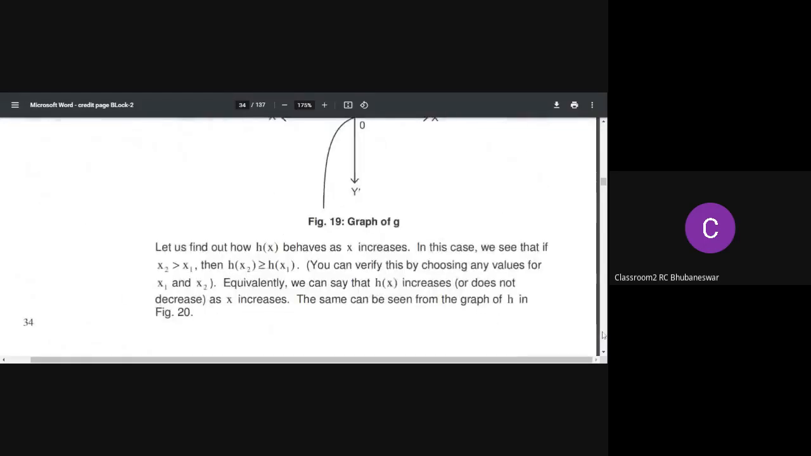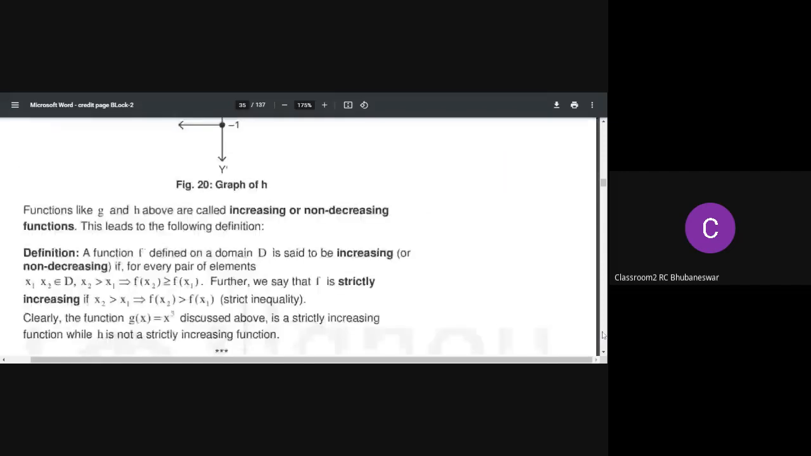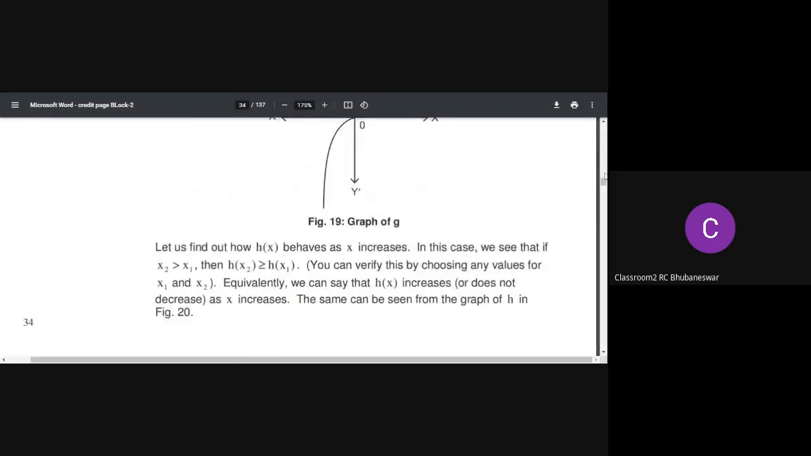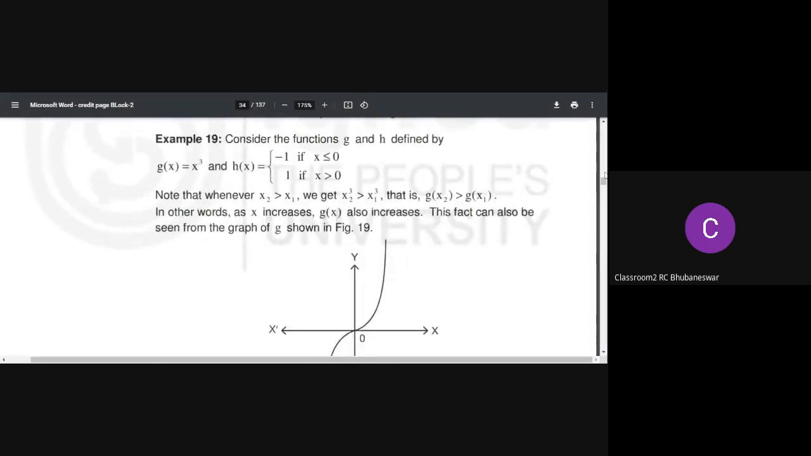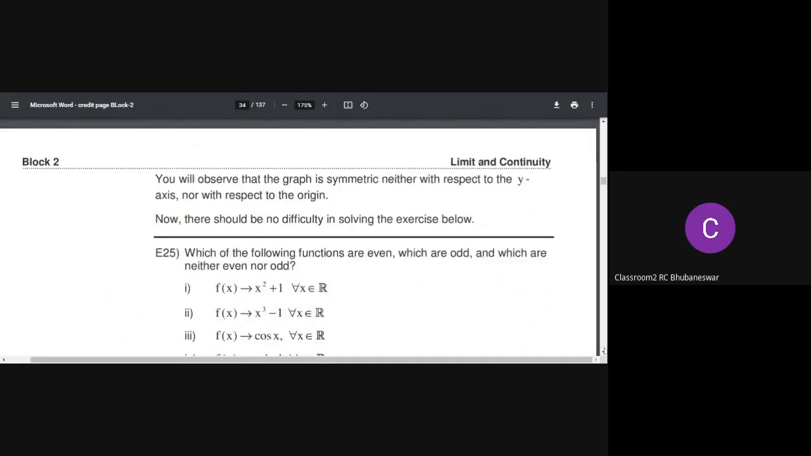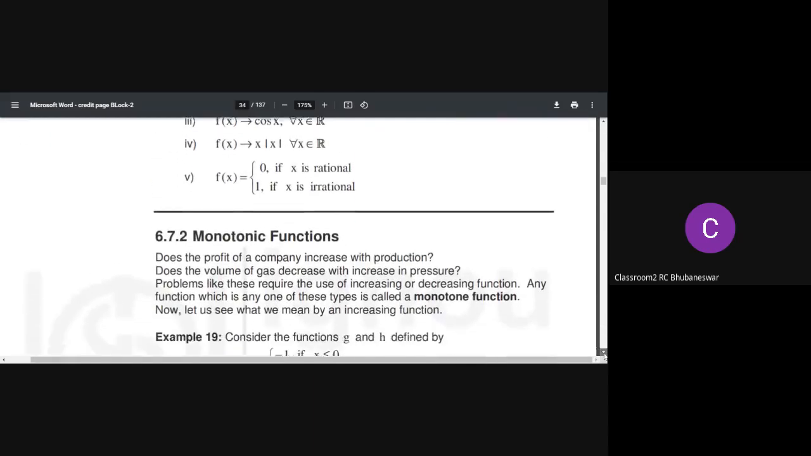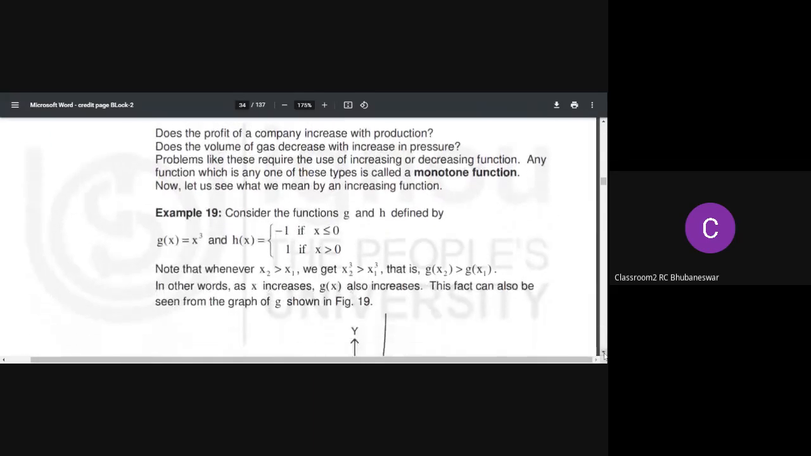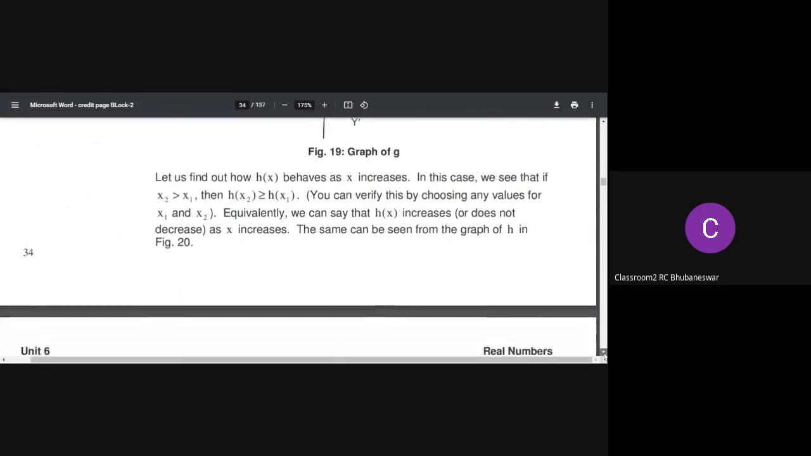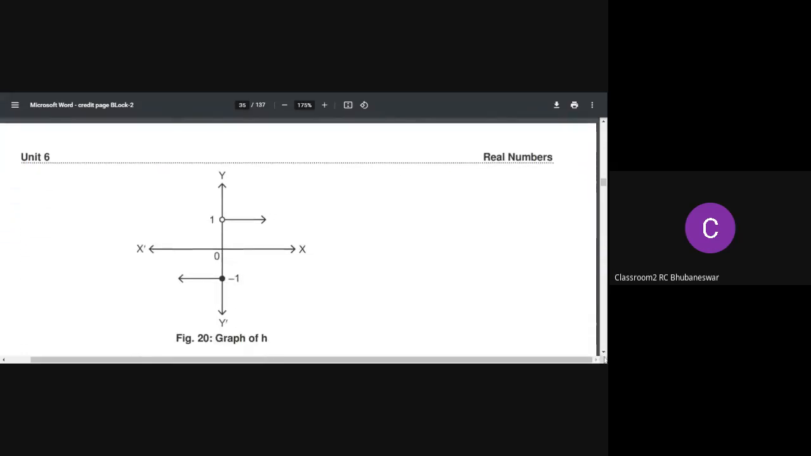Now let us discuss the monotonic functions. In monotonic functions, we can see that a monotonic function may be an increasing function or a decreasing function. So let us see how we can define mathematically the monotonically increasing function and also the monotonically decreasing function.